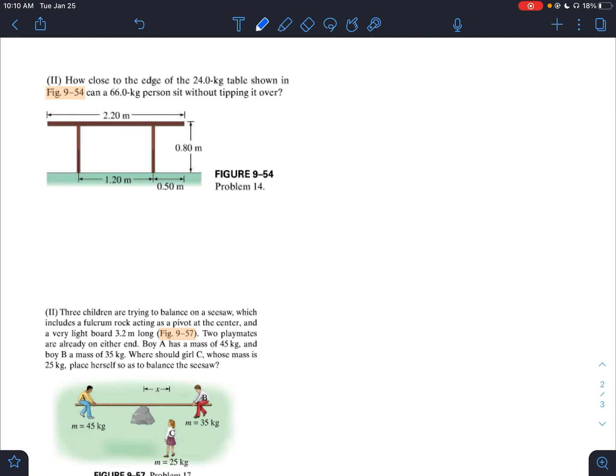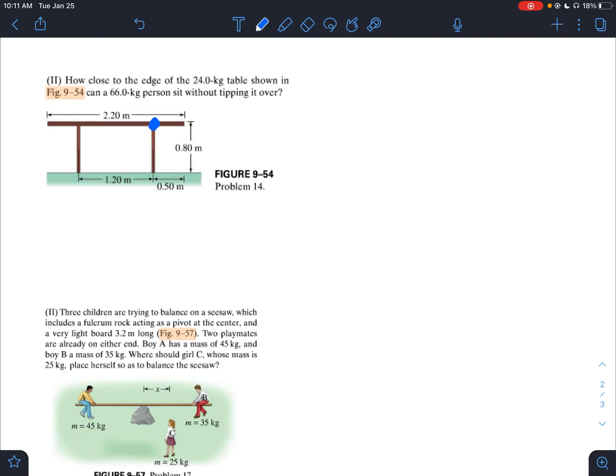The first thing we need to do is identify our axis of rotation. If we sit on the right side, the left leg of the table is going to go up and we're going to pivot around that right leg. So you can envision this as our axis of rotation, and your distances, or your radius for each force or torque, can be measured to that point.